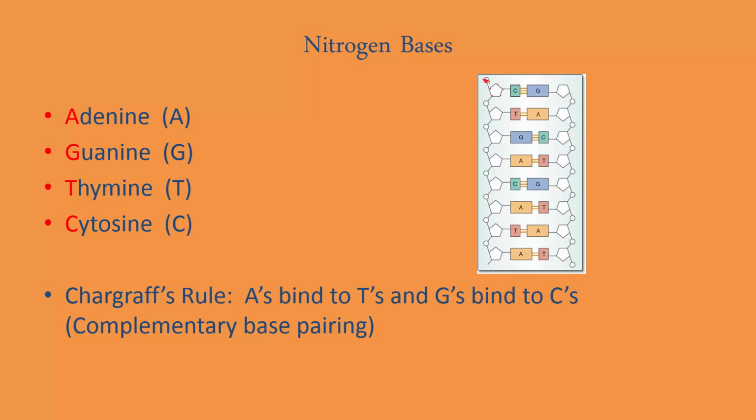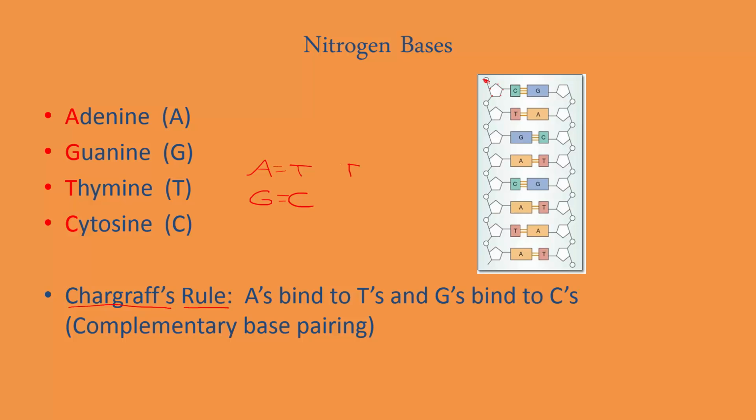And you can see here a nucleotide paired to another nucleotide. The only thing different between them is the base. Each individual base gives it its specificity, just as a review. And there's a specific rule that says what has to bind with what. So Chargaff's rule states that A's, or adenine, always bind to T, or thymine, and G's, which is guanine, always bind to C's, which is cytosine.